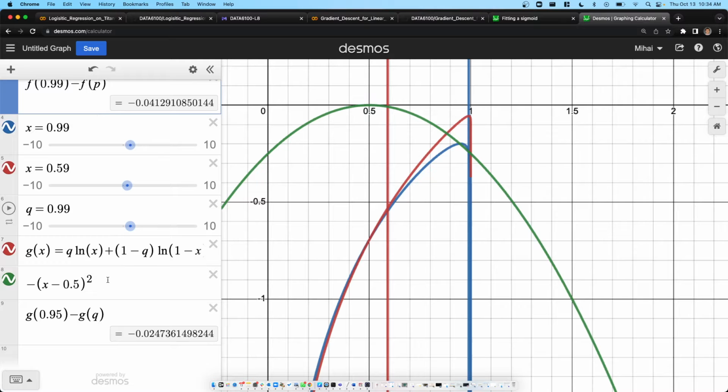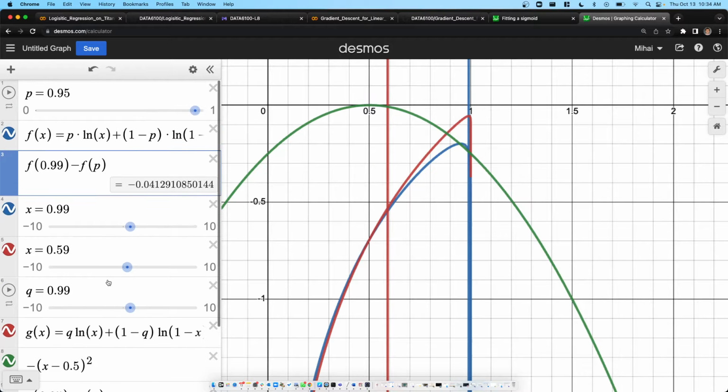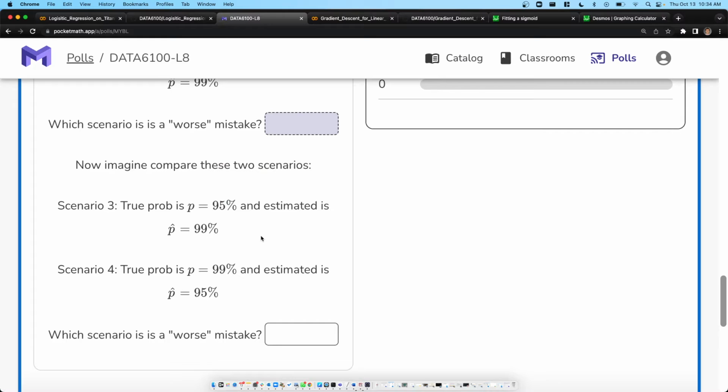So according to the math, in some sense, the situation where it was actually 95% is twice as bad as the other situation. So in the mathematical sense, scenario 3 is somehow twice as bad as scenario 4. But I don't really have a good intuitive understanding of that. So if somebody wants to sit down and think about it and draw some pictures, maybe you can figure out why it's worse.